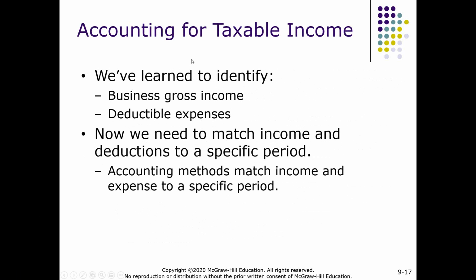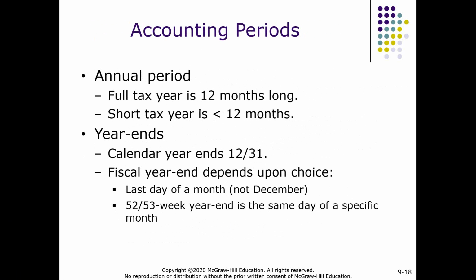Accounting for taxable income. Again, we've learned to identify business gross income and deductions. Now we need to match them to the specific period. There's two ways that we actually do this: we either do it as a calendar year or a fiscal year. Calendar year, of course, ends 12/31. I don't think I need to explain calendar year to anyone.